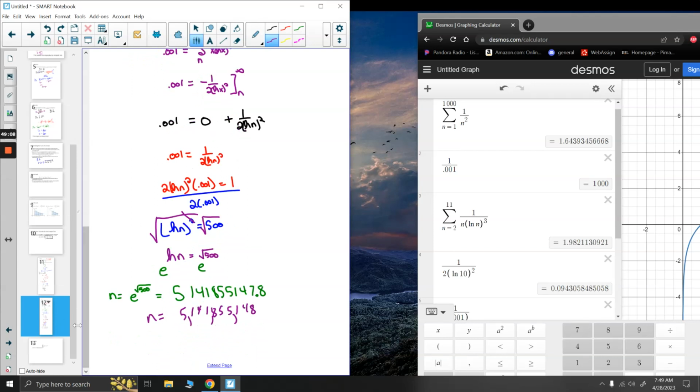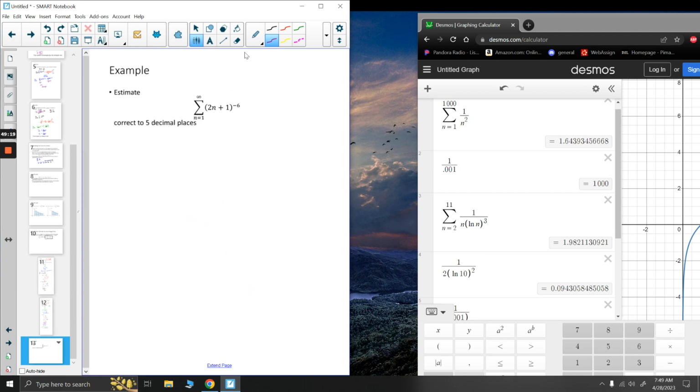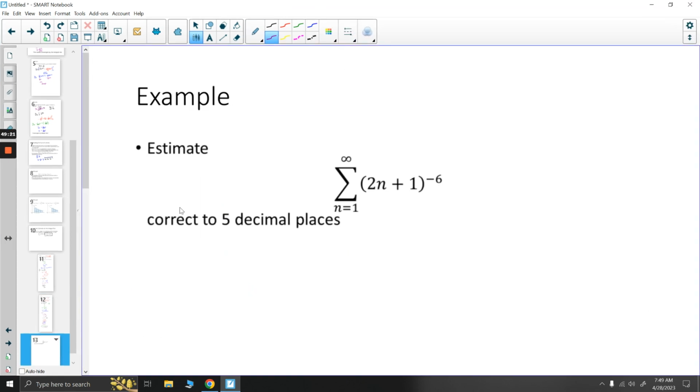Okay. So again, just because it's some big number doesn't mean that that's a deal breaker. It just means that, okay, well, we might have to pull out the supercomputer or whatever for it. Okay. Let's do another one. Estimate this value correct to 5 decimal places.